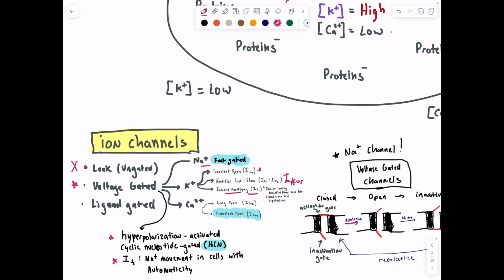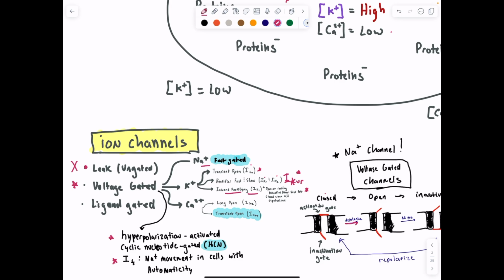For potassium, we have a couple of different ones. We have the transient open channel, which just means that it's not open for very long. Then we have our rectifier fast and slow, and we also have the ultra rapid rectifier. These are going to give rise to currents that we label I_Kr, I_Ks. Transient open is I_to. And then we have the inward rectifying current, which is I_K1, and that's going to be open when you're at resting potential or near resting potential overall.